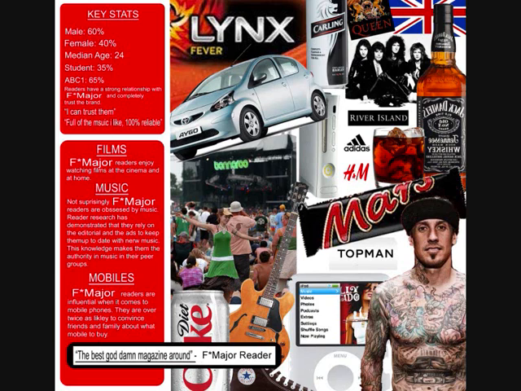In terms of gender, I targeted my magazine at 60% males and 40% females. I think that men are more likely to read my magazine as they are generally more interested in buying music magazines. The demographic age range for my magazine is 15 to 34-year-olds. The median age, therefore, would be around 24.